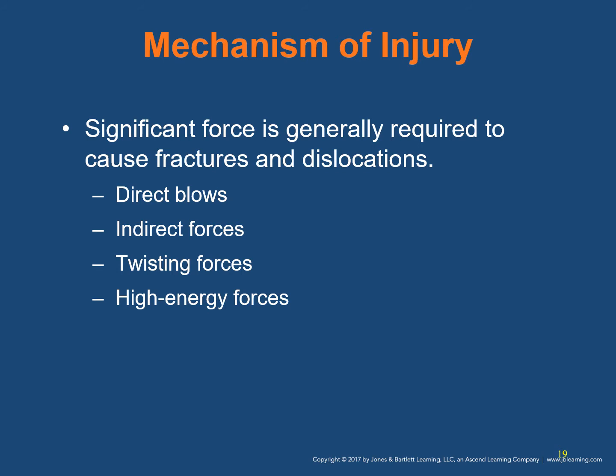Twisting forces are a common cause of musculoskeletal injury, especially to the ligaments in the knee, the ACL and the MCL. High-energy injuries produce severe damage to the skeleton, surrounding soft tissue, and vital internal organs. A patient may have multiple injuries to many body parts. These can occur in automobile crashes, falls from heights, gunshot wounds, and other extreme forces.